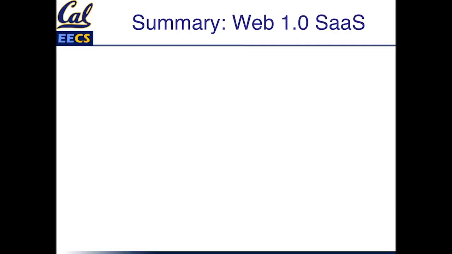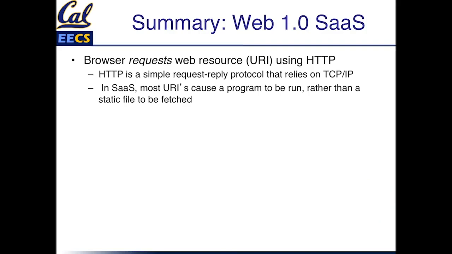So to summarize the high points of the software as a service architecture, the browsers are the clients. They ask questions. They make requests to the servers. HTTP is the protocol that they use, and they use URIs and HTTP methods like get and post to name what they want to do. HTTP is a request-reply protocol, so everything begins with a client asking a question. Servers can't really push information to you proactively. They have to wait for the client to ask.